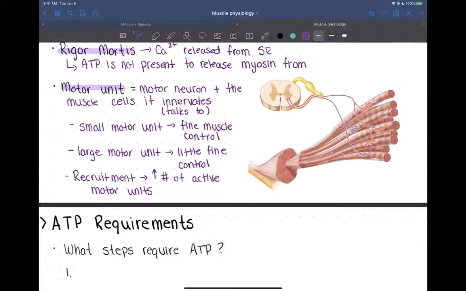Good. So then we will pick up with the next video and talk about some ATP requirements, as well as some other concepts associated with muscle activity and that sort of thing.